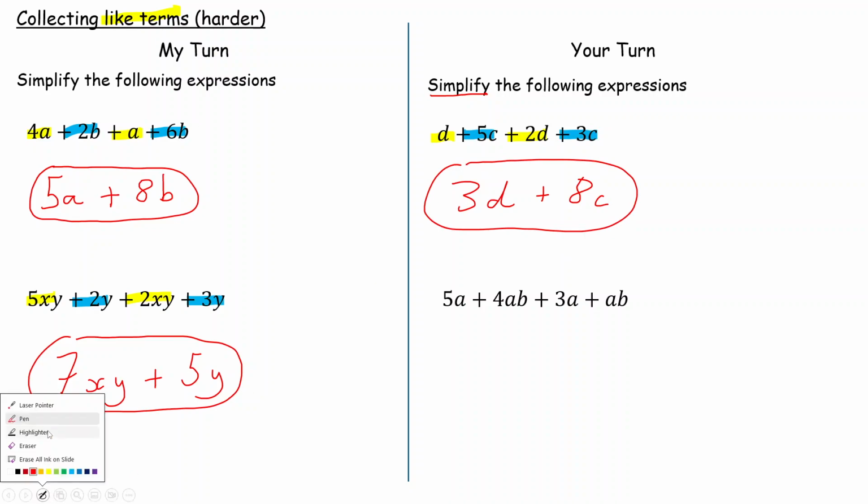The second one, okay, again, look at your like terms. You've got a 5a and you've got a plus 3a. They both end with an a.